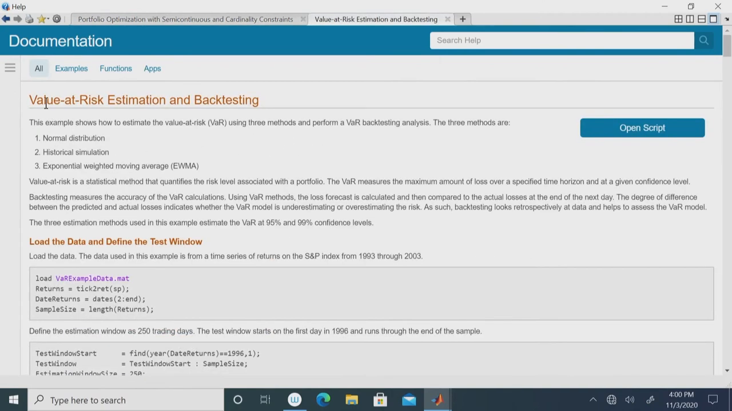So now we come to the second example that we are going to do today. That is going to be on value at risk estimation and backtesting. Recall that the value at risk is defined for a certain time window into the future, for a certain confidence level.